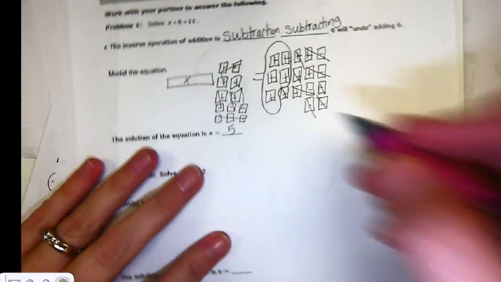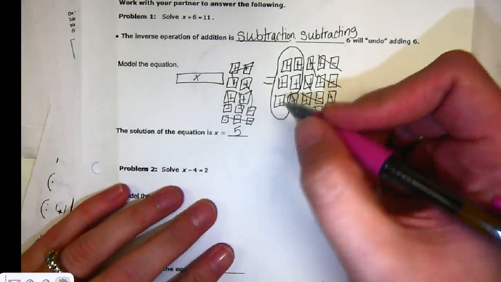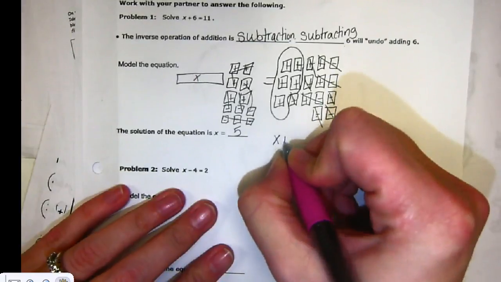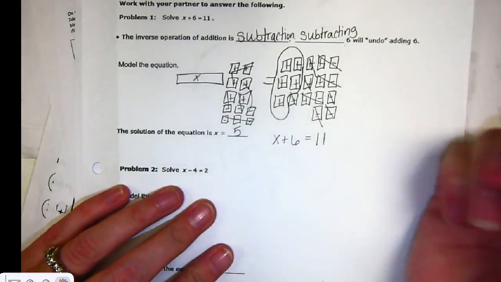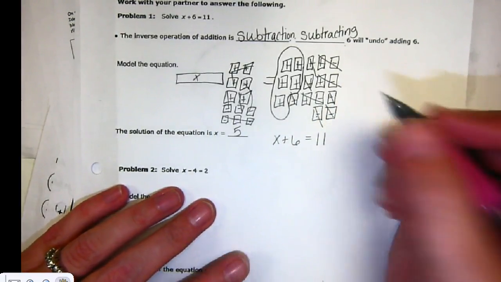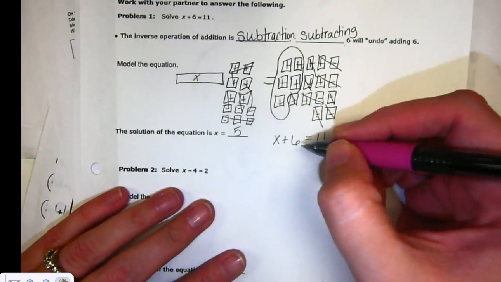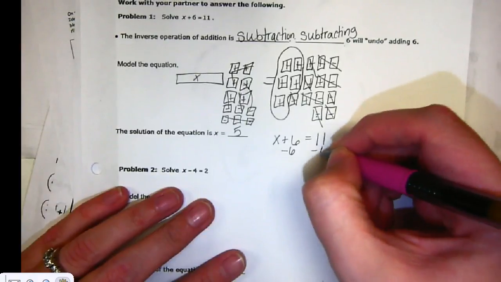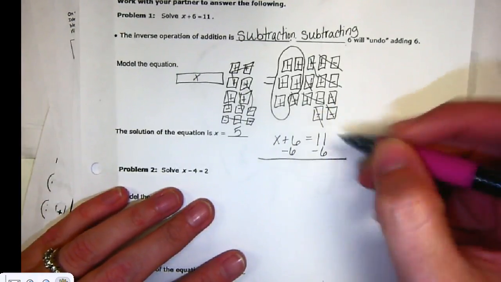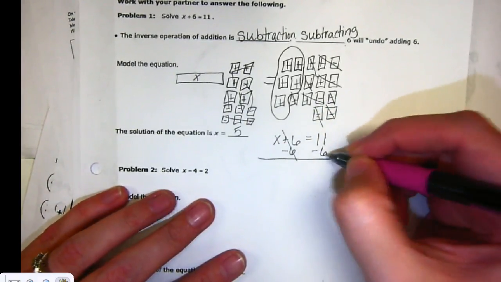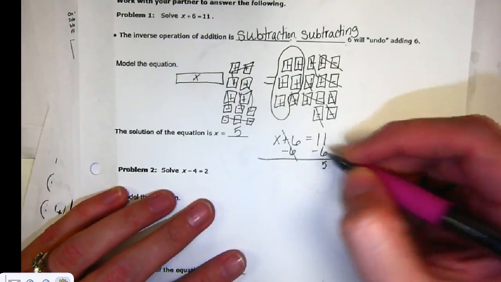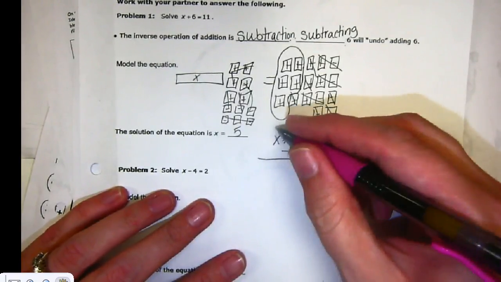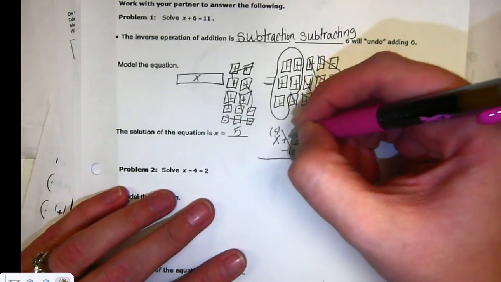So here's what I want you to do next. Then I want us to solve it the way we just did in our notes. So I want you to rewrite the problem right here, and I want you to solve it algebraically. So we've got to isolate the variable, so we've got to get rid of that positive 6 by minus 6. That goes away. 11 minus 6 is 5, so x equals 5, and then we could always check it. 5 plus 6 equals 11.